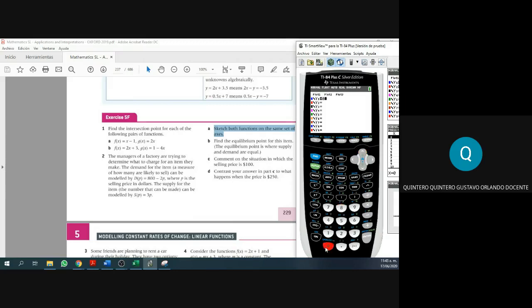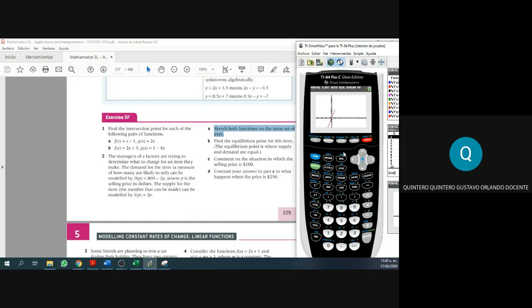All right, so 800 minus 2x. That is the first question, the first function. And for the second one, it's 3p, so 3x. Enter. To graph it, simply press graph, and after a while, the calculator is going to begin plotting the functions.